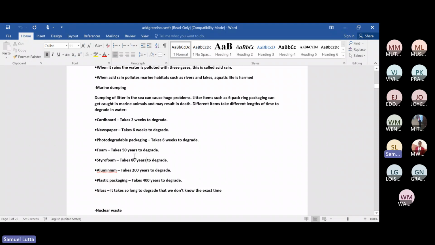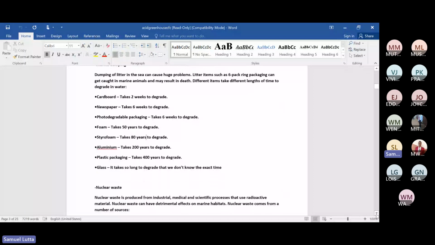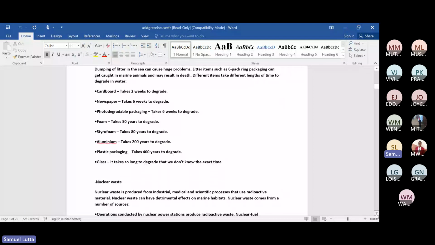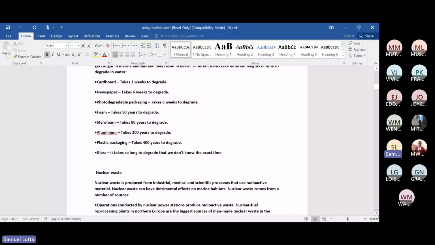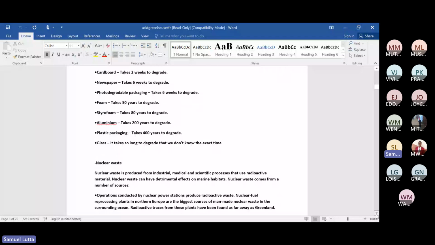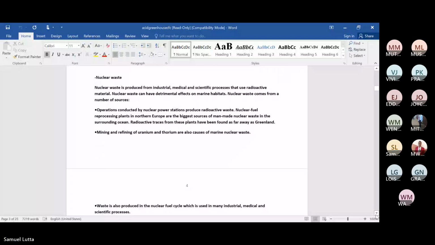So we have metals like aluminium, 200 years, plastic packages, 400 years, and this is why they were trying to discourage the use of the same. Glass even takes longer. We are lucky that in our country we don't have nuclear waste, but there are other countries where we have nuclear waste, and this nuclear waste can also be harmful because some of the radiations which are generated are not friendly and can cause cancer. So I think we don't have much of that.